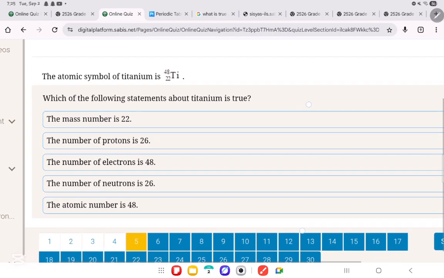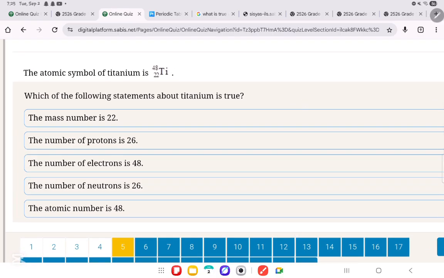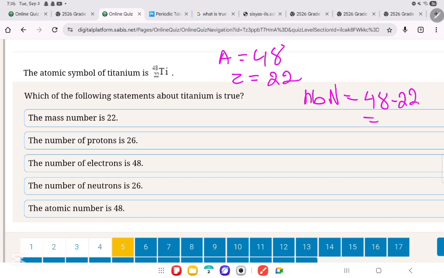Let's move on to the next question. The atomic symbol of titanium, Ti 48 22. Which of the following statements about titanium is true? First thing we know, let us find A is 48. Let us find Z is 22. Let's find the number of neutrons, which is N. It's going to be 48 minus 22, which is 26.